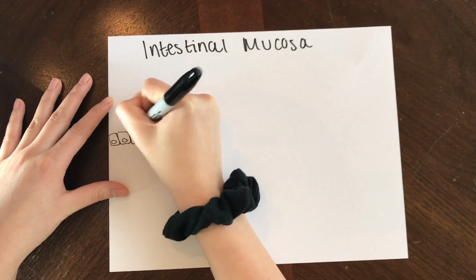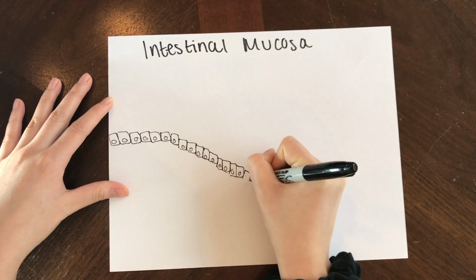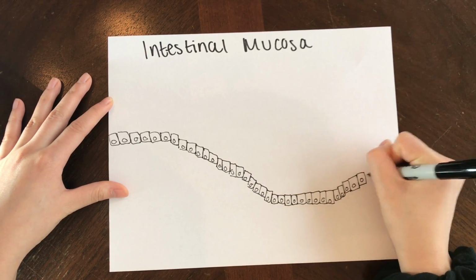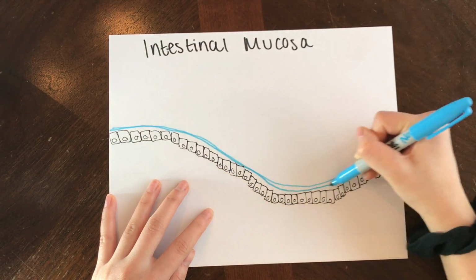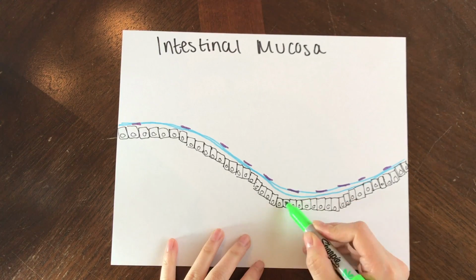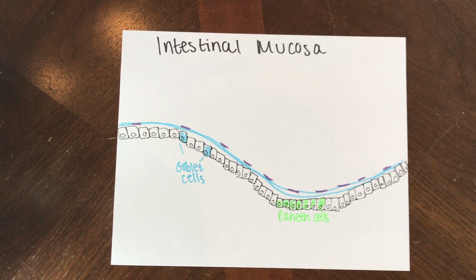Well, first we have to understand the intestinal mucosa's role with environmental pathogens. The first part of the mucosa is the intestinal epithelial cells, which are drawn in black. Another part is the mucus, which is shown in blue, and bacteria, which is shown in purple, is in the mucus. Two types of intestinal epithelial cells are Paneth cells and goblet cells.